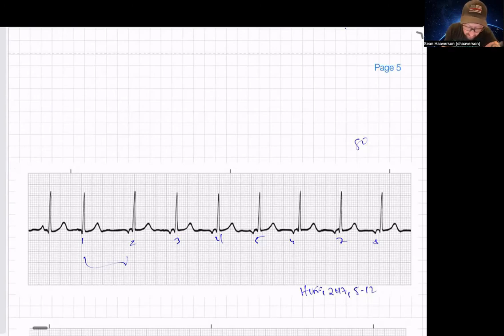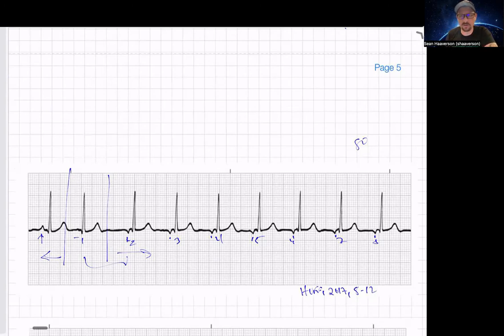So we have a P wave here. It's upright, looks normal. No P wave. Okay. Inverted P wave, inverted, inverted, inverted, inverted. So it looks like we have one rhythm here. We have a beat here, and then another rhythm that continues on. So we have really three different types of beats presenting in this strip.